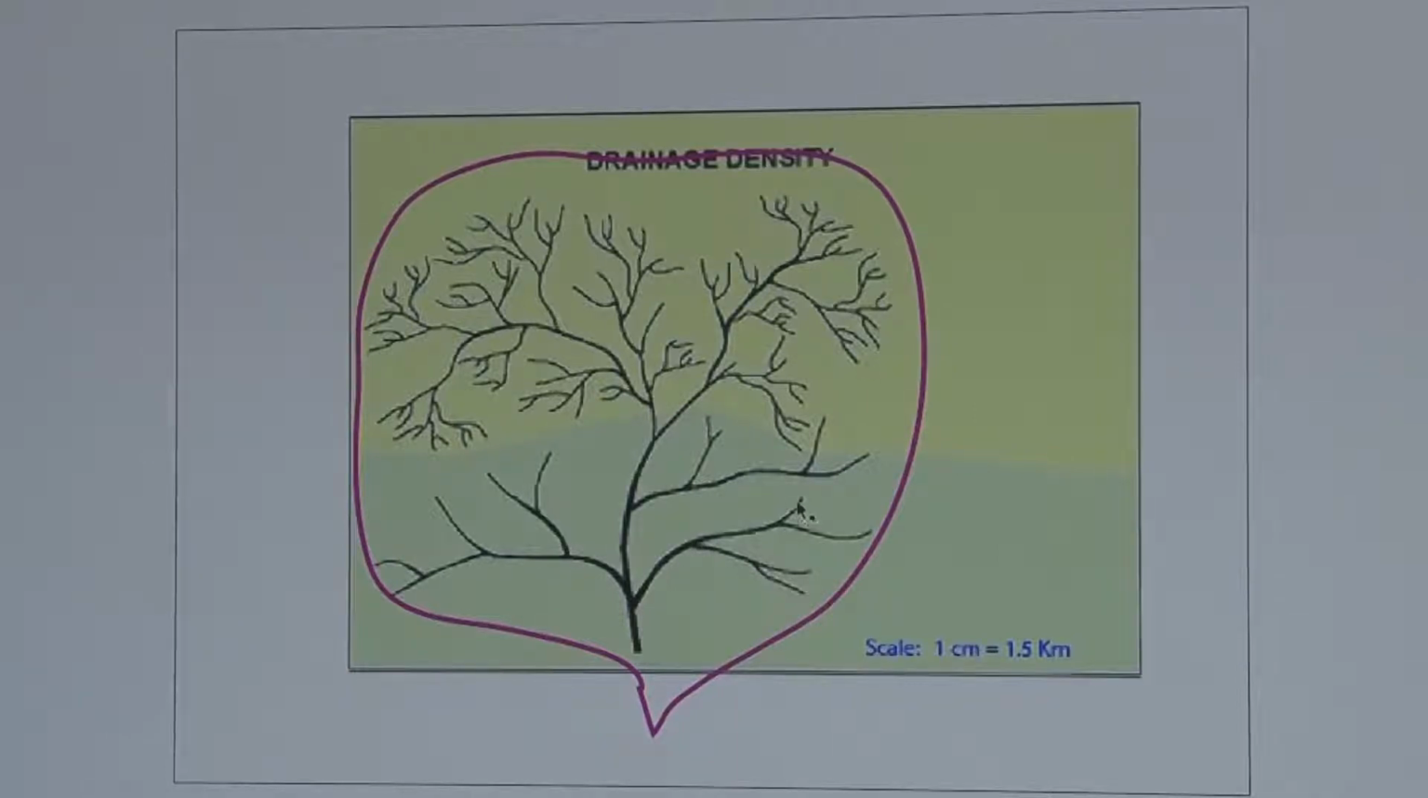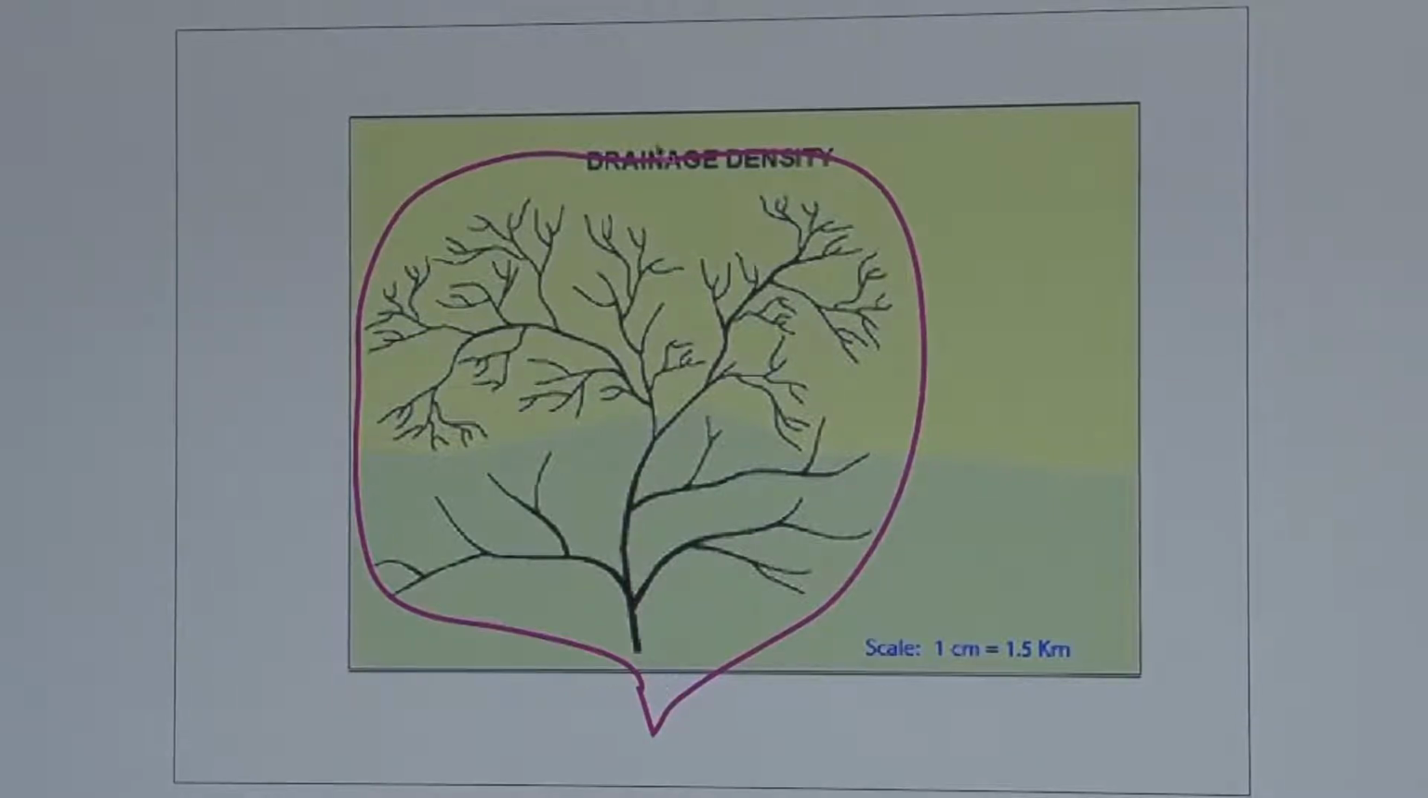So here two first order streams are forming a second order stream, and here also. Then again the second order and second order streams are joining here, forming the third order stream. When two third order streams join, they form the fourth order stream. So this trunk stream is of the fourth order. The highest order of this drainage basin is fourth order.